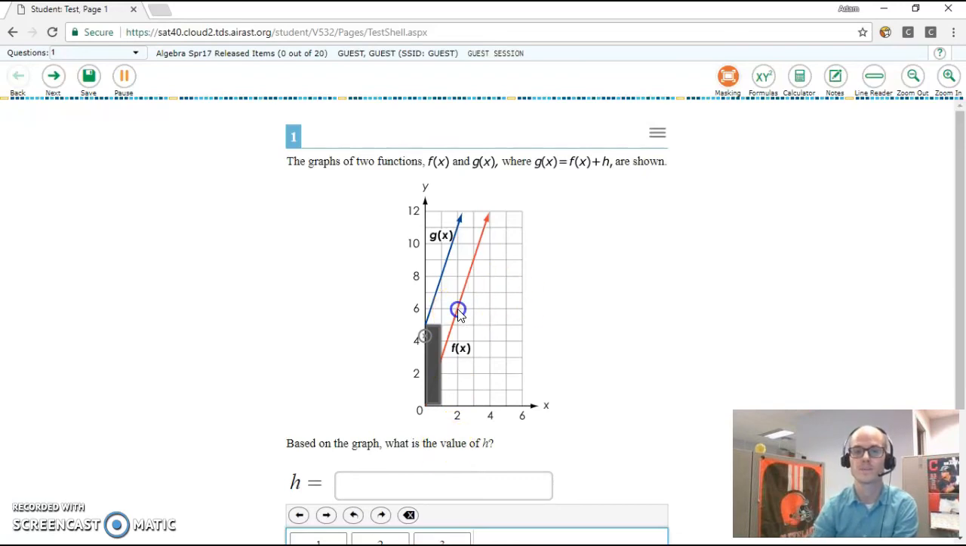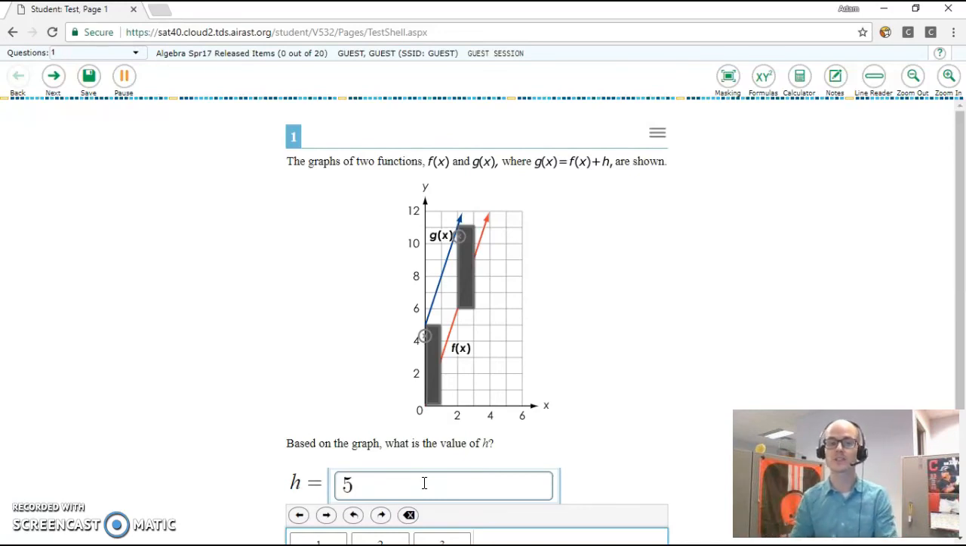Let's check another red point. Let's start at this one. It goes up 1, 2, 3, 4, 5. So again, we see that 5, that number keeps showing up as our vertical translation. And that means h is exactly what you think it is. h is 5. That tells it to shift up 5 units. And that's it for this. We just need to remember that adding on the outside of a function is a vertical translation, and we can see that here.